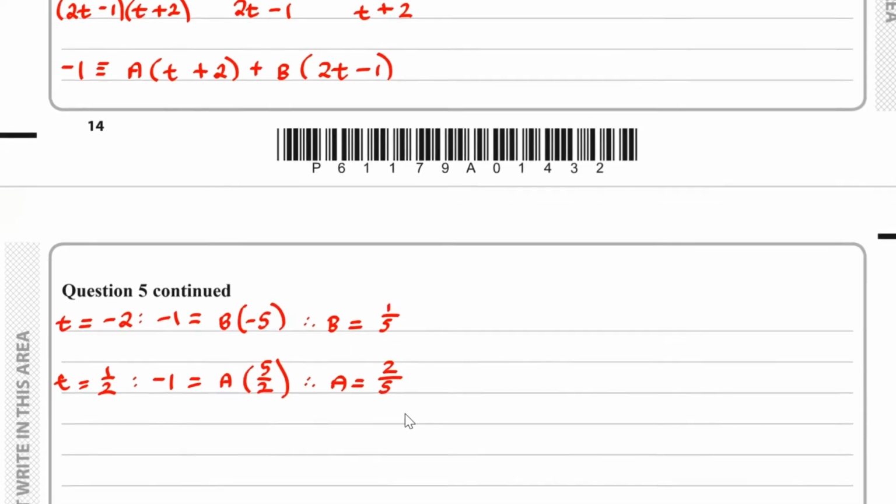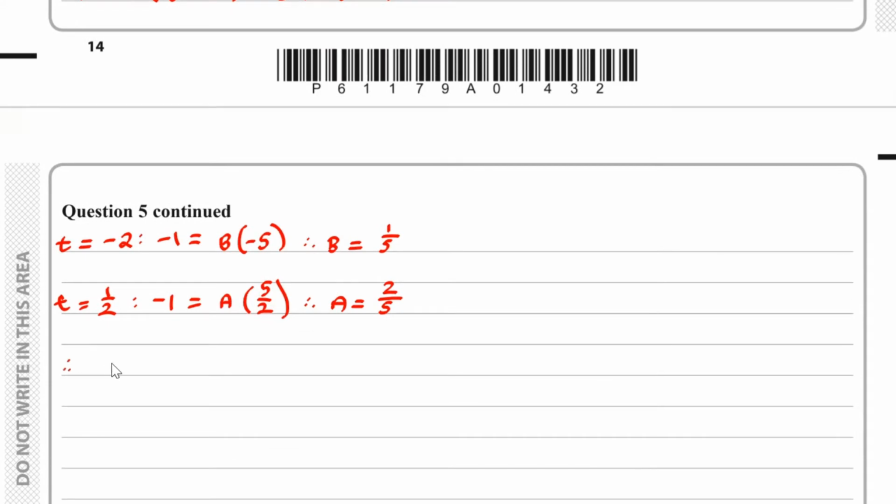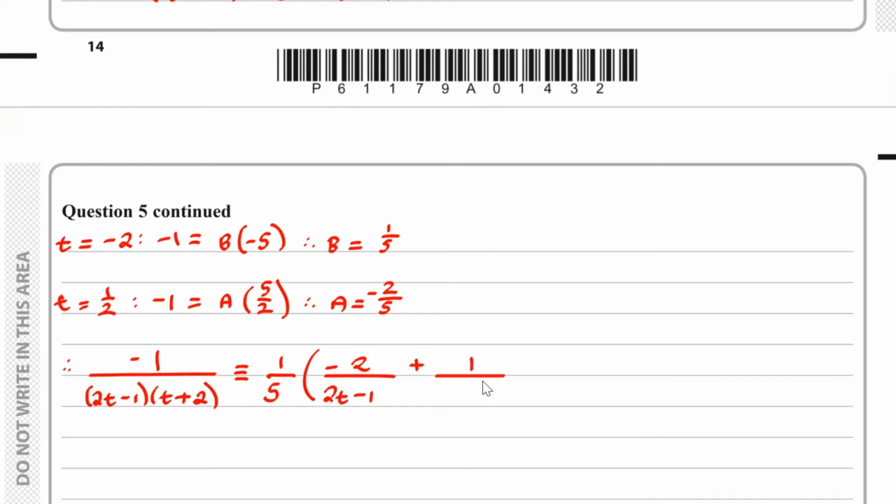And knowing the values of a and b, hopefully you can see that we have the fifth as a common factor. Hopefully you can see that minus 1 over 2t minus 1 lots of t plus 2 is equivalent to 1/5 lots of, here we have minus 2 over 2t minus 1 plus 1 over t plus 2. Okay.